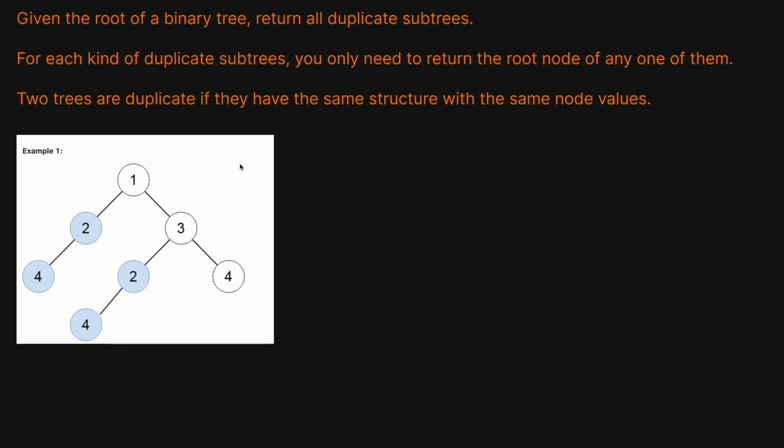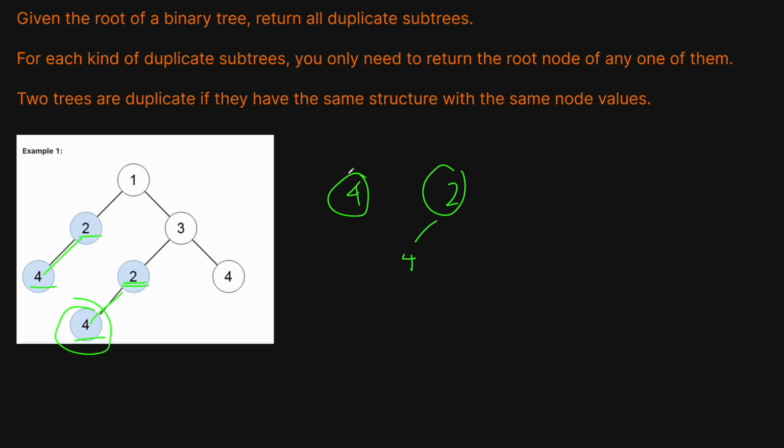Well, from visual inspection, we can see that there's actually two duplicate subtrees. The first is going to be just the node 4, and then we're going to have the tree which is rooted at 2 and has a left node of 4, and that appears twice here. So the two duplicate subtrees in this tree are going to be the tree rooted at 4, that's going to be the node 4, and then the one rooted at 2, and its left tree is going to be 4. So in this problem, there are two subtrees, and we want to return them.